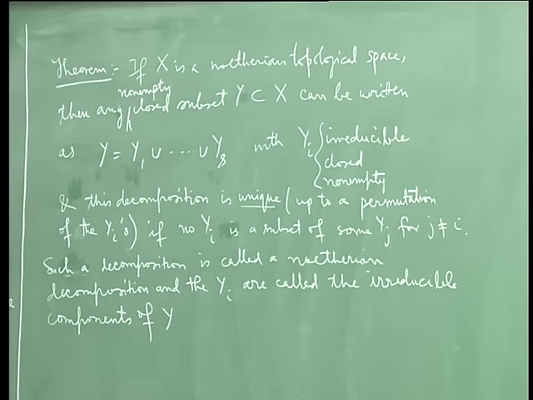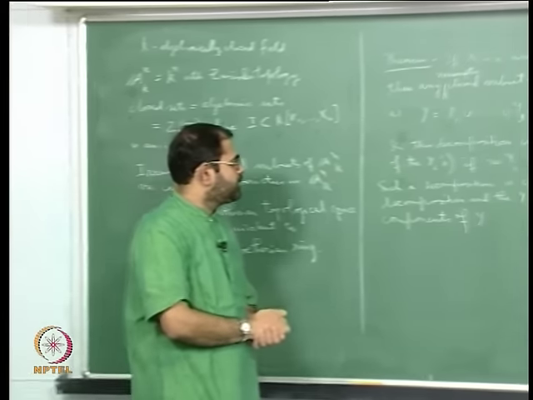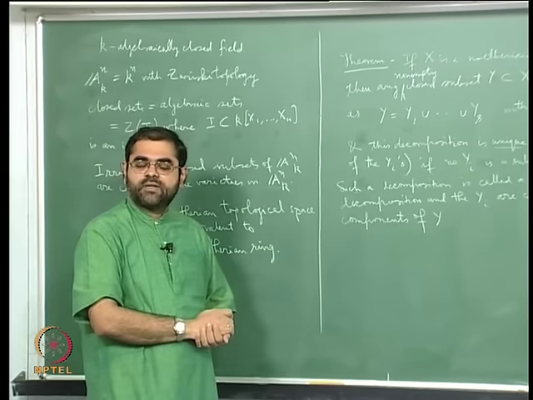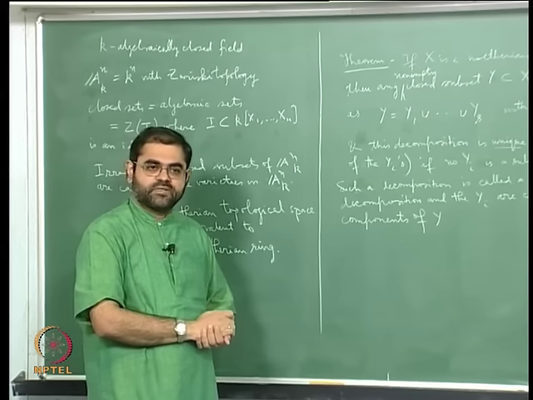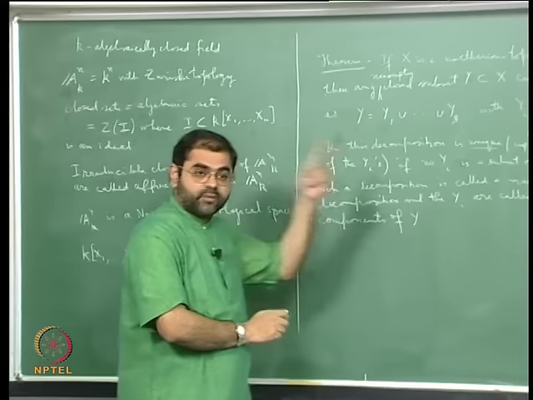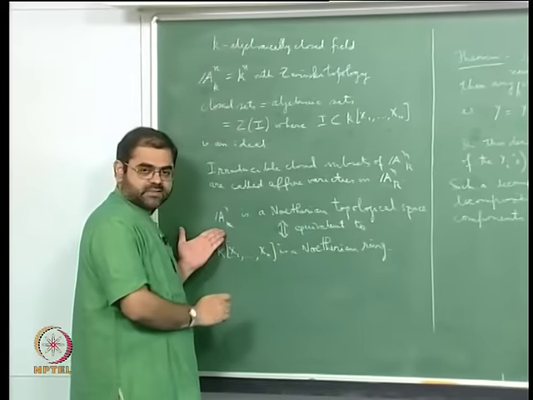It's much similar to what you do in topology. In topology you define connectedness of a subset, and then you prove that any topological space can be written as a union of its connected components. In the same way here, if you want any topological space to be written as a finite union of its irreducible components, the condition you have to put on the topological space is that it should be Noetherian. That's a nice condition, and that condition is there for us for the affine space as we have already seen.